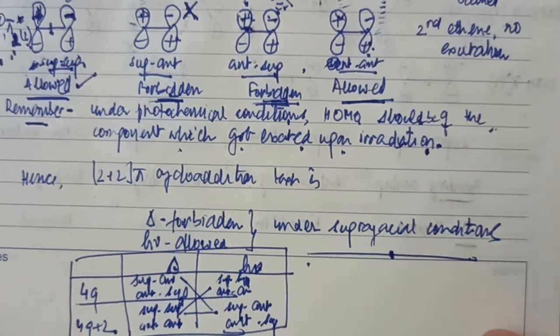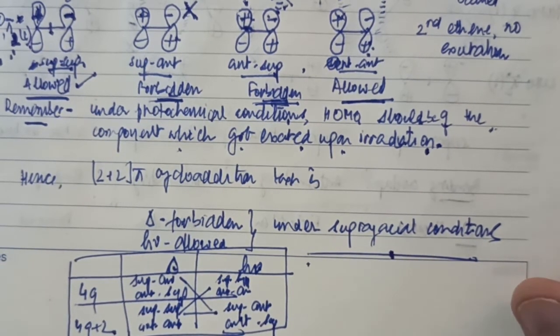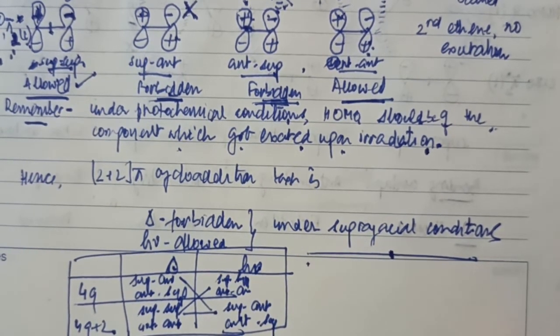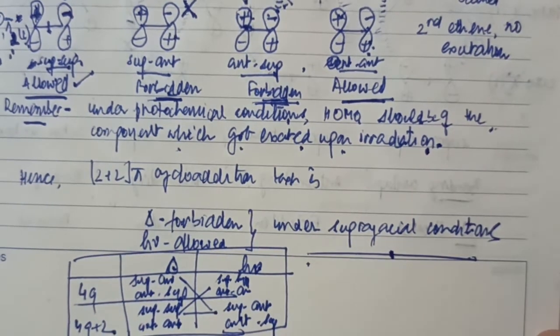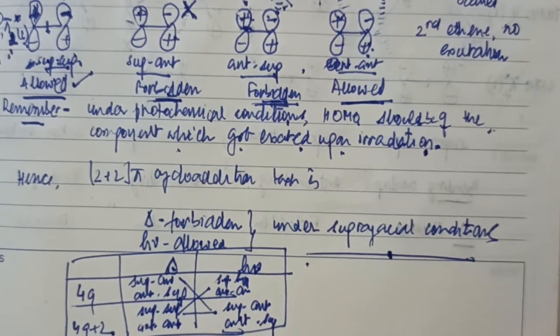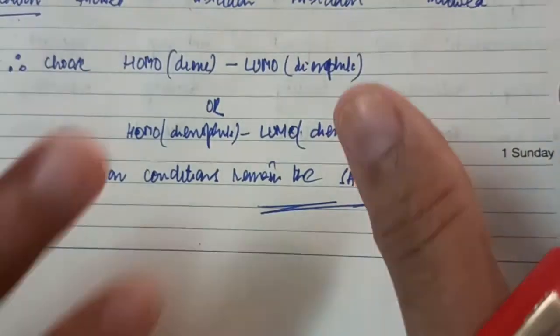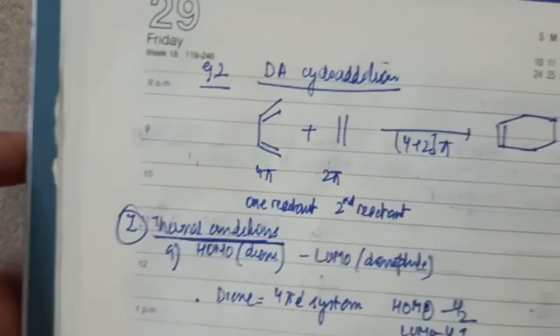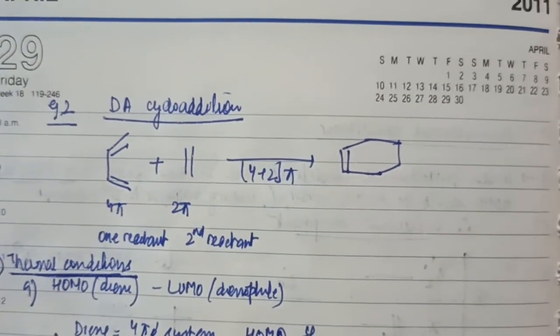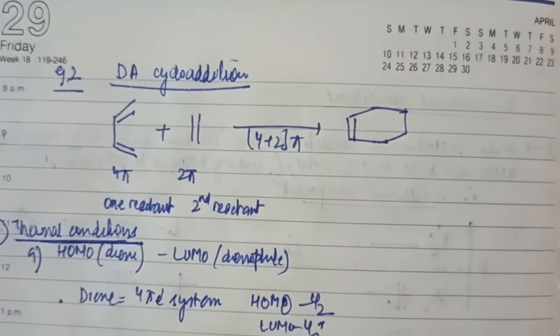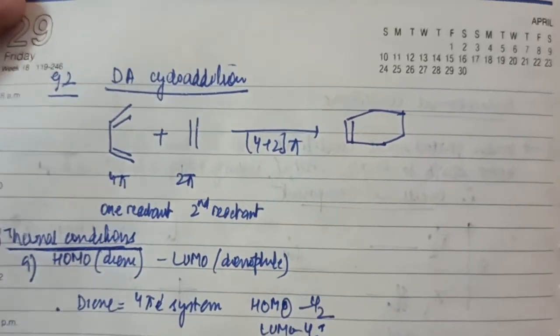So this is something regarding the first example, in which we have taken ethene dimerization as the basis of working out the reaction condition using the FMO approach. Now we'll take the second example here and talk about the Diels-Alder cycloaddition reaction, and we'll check under what reaction condition this reaction will be allowed.